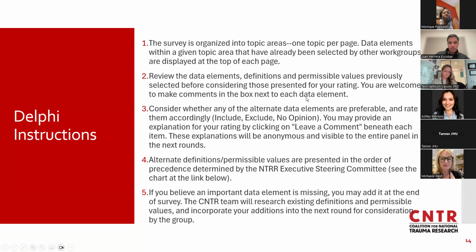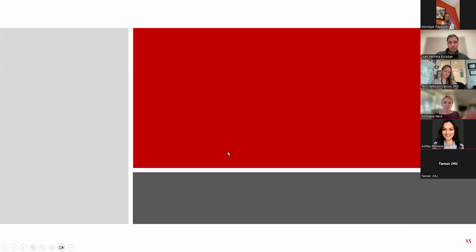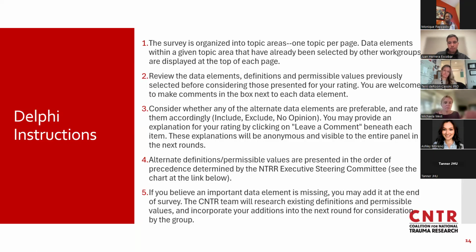You're also welcome to make comments in the box next to each data element. If there's one specific element that you really think is the best one provided, by all means leave that comment, so that when we come to round 2, people can see your rationale for why you think that element is preferred. Consider whether any of the alternative data elements are preferable and rate them according to whether you want to include, exclude, or whether you don't have an opinion. As I said, you can always leave a comment, and those will be available for all other reviewers to see in the subsequent rounds.